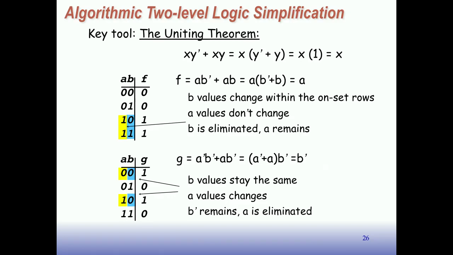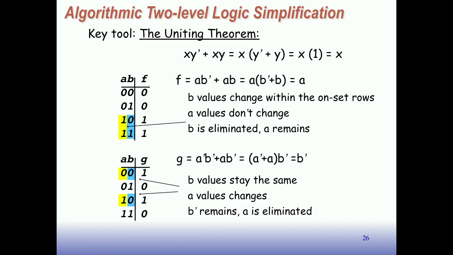Likewise, here's another version, this function g. And we look, A goes from 0 to 1 here. B stays at a 0. Therefore, we can eliminate A because g is not dependent on A. And in fact, g is dependent on the complement of B. All right, so g is B prime. Okay, so we can use that.